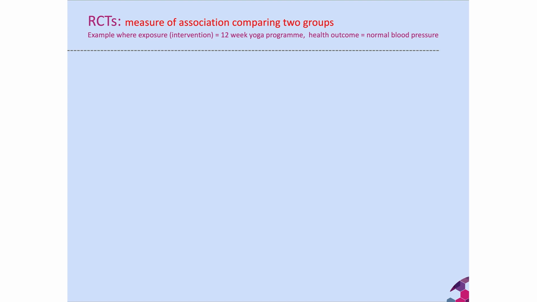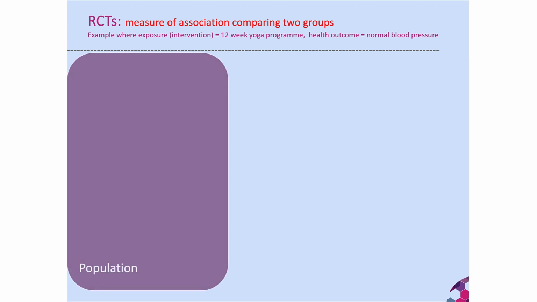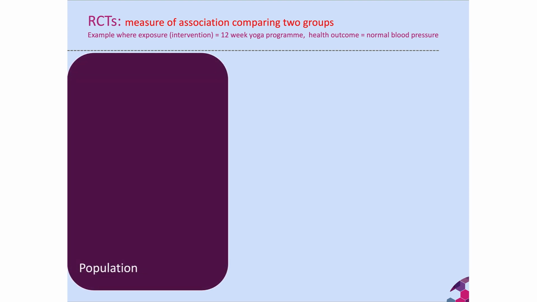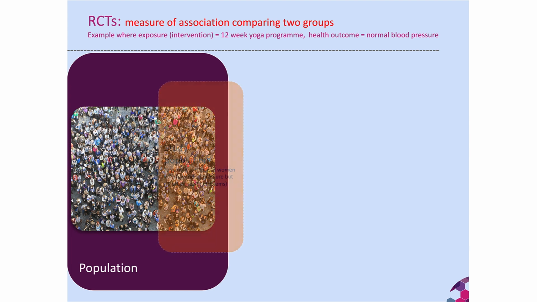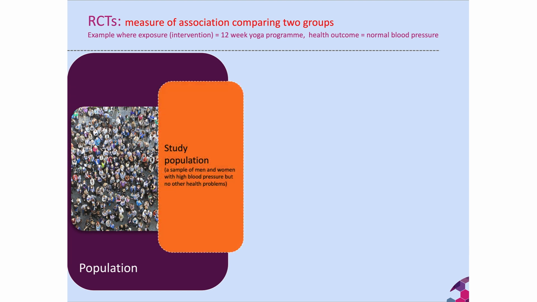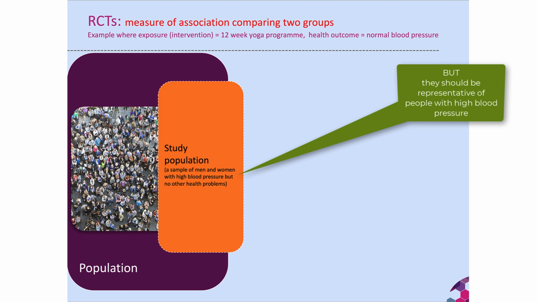You can look at an example here of a 12-week yoga program, and the health outcome is normal blood pressure. So in this context, we're actually going to choose a special type of population. We're going to choose a study population of men and women with high blood pressure but no other health problems. And so we're not actually choosing a representative group of people that relate back to the wider population, and this is because of the type of intervention we're interested in.